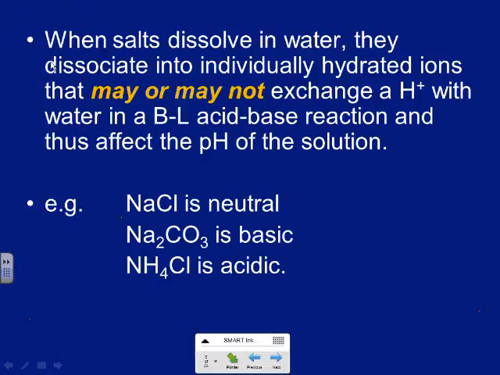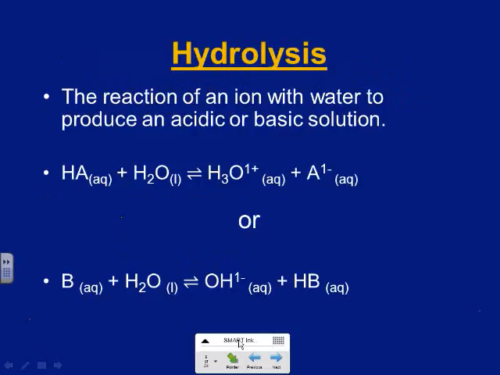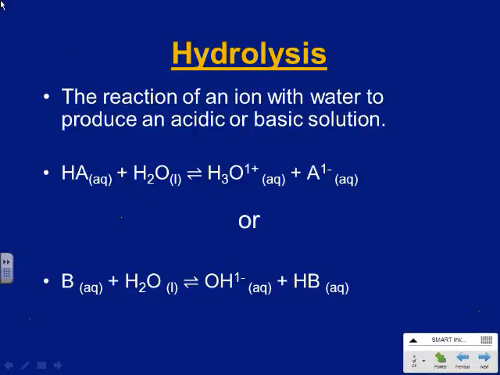When salts dissolve in water, they dissociate into individual ions, and they may or may not exchange an H+ in a Bronsted-Lowry acid-base reaction. Therefore, they can affect the pH of a solution. NaCl is neutral, sodium carbonate is basic, ammonium chloride is acidic, and we'll explain that right now. So let's write down hydrolysis to begin with.